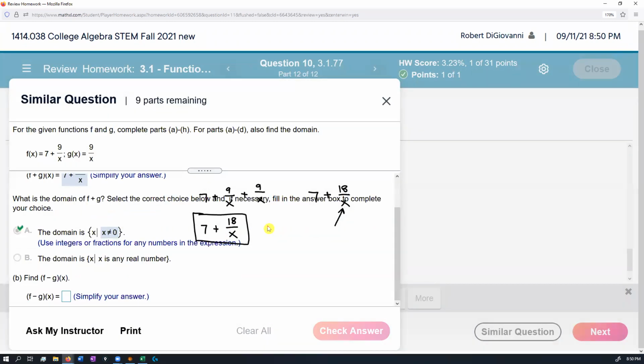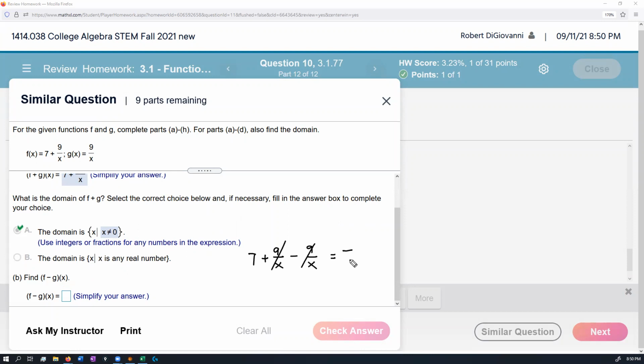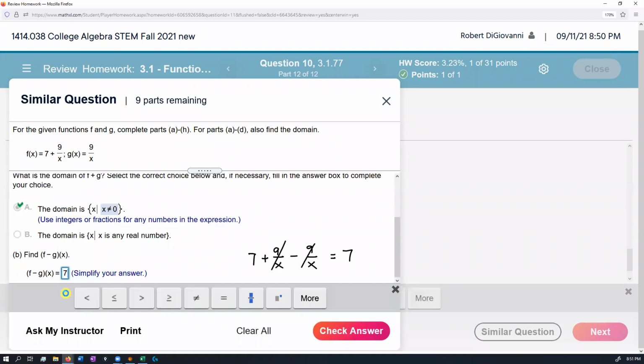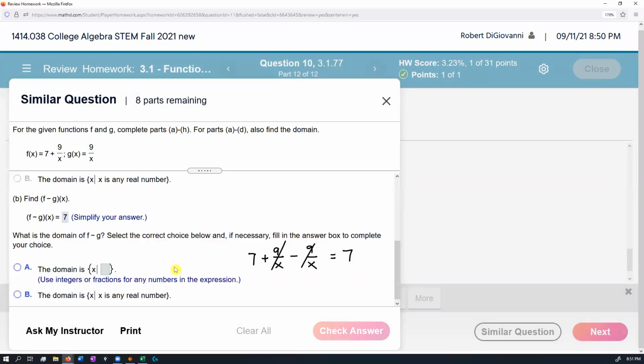Okay, now we want to know what is f minus g of x. So we're going to take f and then we're going to subtract from it g, which is this, and then these two just cancel and we're left with just 7, which is just a constant. So we plug that in here, 7. We're done.